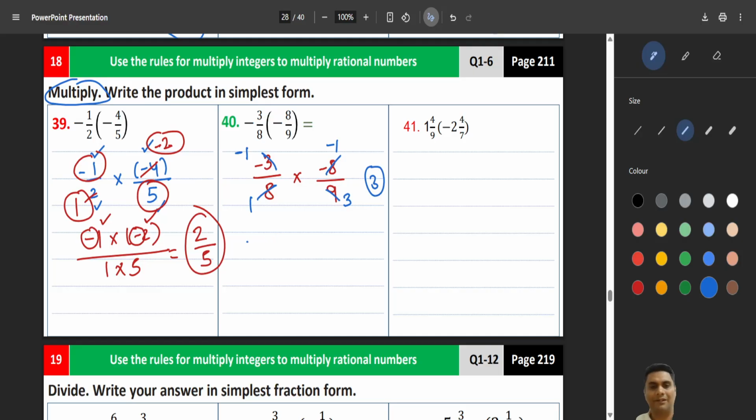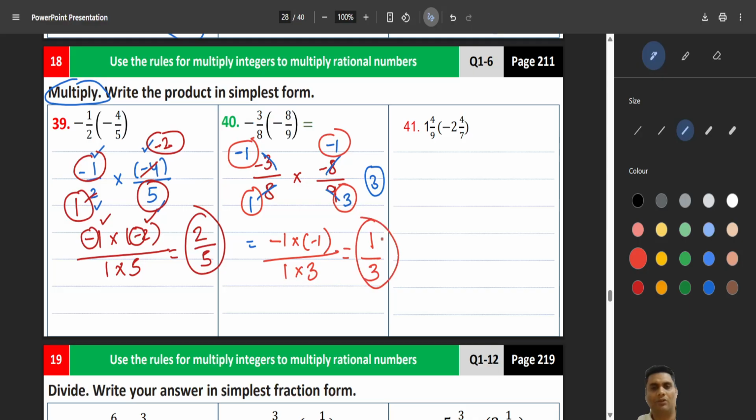Now we will multiply the numbers. Up number with up number. Minus 1 with minus 1. Numerator with the numerator. Minus 1 multiply minus 1. Then I will multiply the denominator with the denominator. Down number with down number. 1 multiply 3. 1 times 1, 1. Signs are same, yani plus. 1 times 3, 3. Signs are same, yani plus. So 1 over 3 is the answer.